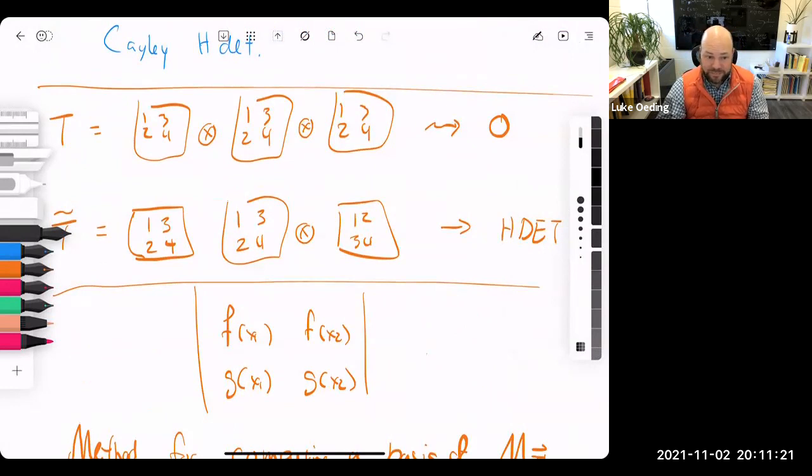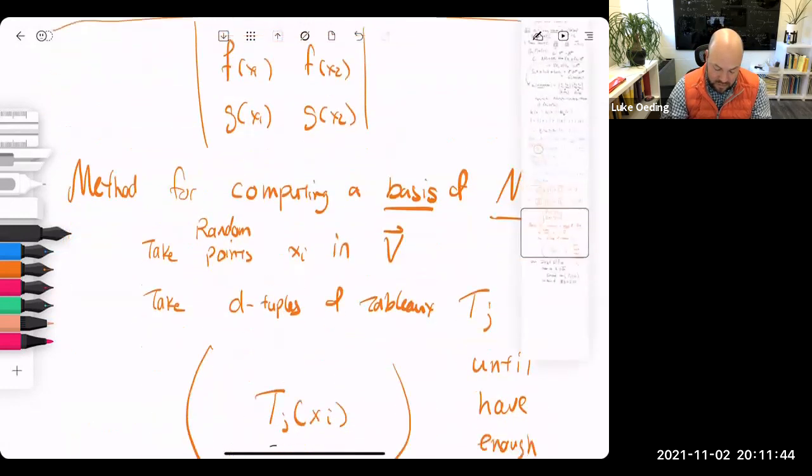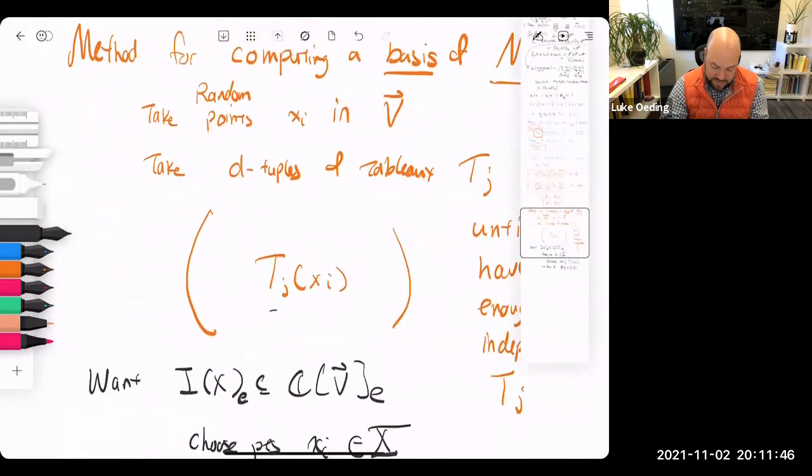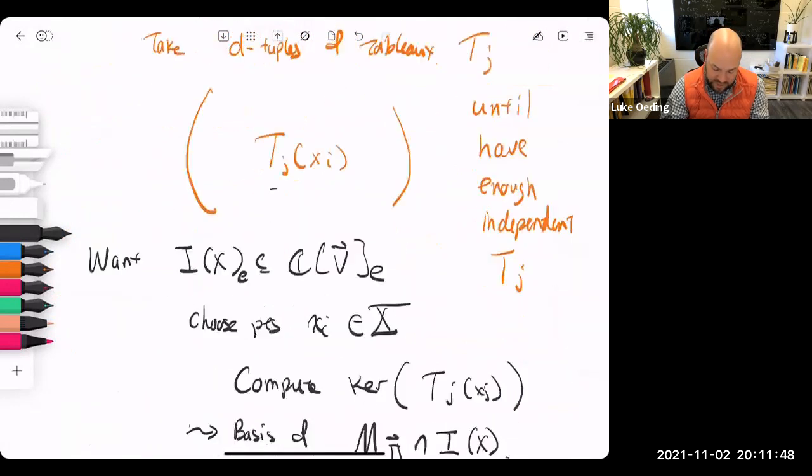But what we don't know is if I put this different tableau in different spots, whether I get something different, and that I have to check. It turns out that I get the same, up to scale, I get the same polynomial every time, which is not guaranteed. In fact, many times that's not going to be the case. So this is a method for computing a basis of this space.